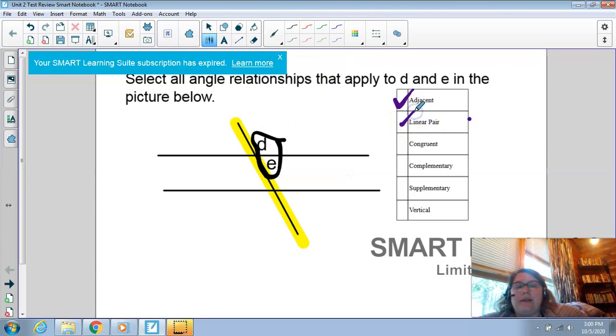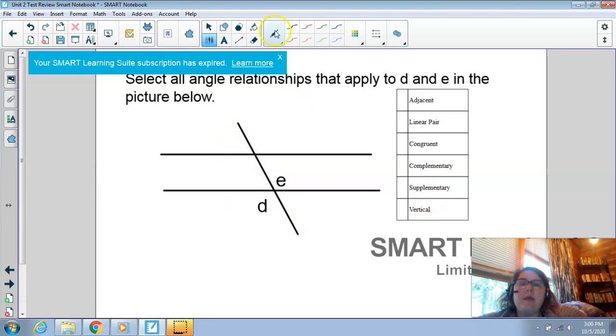And then linear pairs are also supplementary. Adjacent cannot also be vertical. Those are two different things. So we have adjacent, we have a linear pair, and we have supplementary angles for this one.